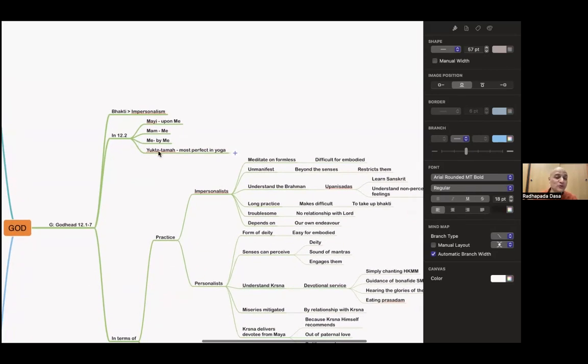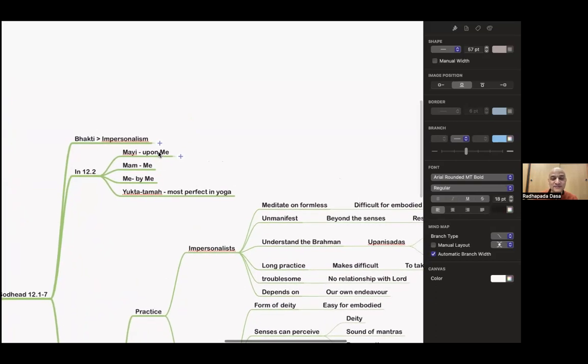Especially in 12.2, he uses this Sanskrit expression mayi, which means upon me. He uses this expression thrice. Mam, me, me, which means me again. So he's stressing on this point, me. So it's like in Hindi, we can call it someone saying me. So who does me? Basically, that's a goat. A goat is used to doing me.